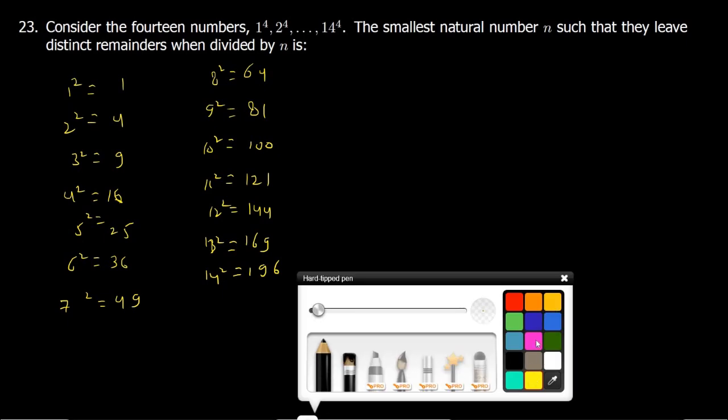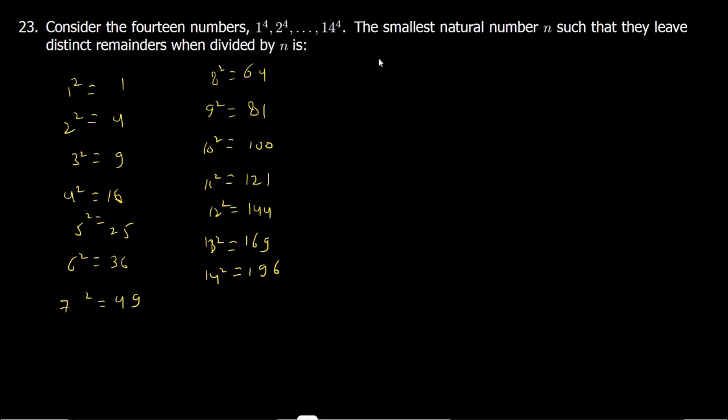And gradually we are going to go to n power 4. But before that, let us consider some of the facts. What is the smallest natural number n such that they leave distinct remainders? Using the pigeonhole principle, one can say that n must be greater than 14. Because if n is less than or equal to 14, of course, you'll get two numbers which will leave the same remainder when divided by n, while we want distinct remainders.